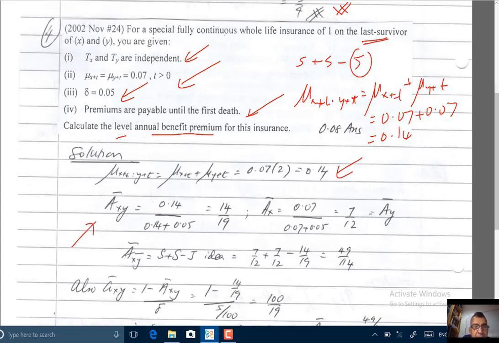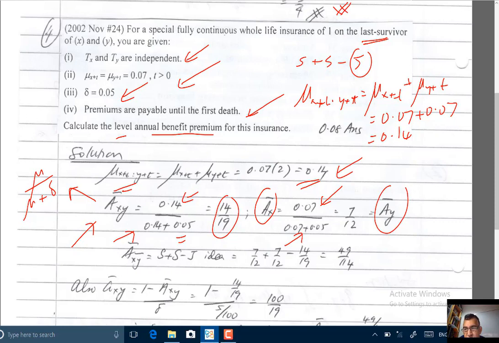Then you can work out a bar xy using the idea mu over mu plus delta from our LifeCon 1 days, except that now just be a bit careful, we are dealing with a joint status. So the numerator is 0.14, and here at the bottom we have 0.14 plus 0.05. You will get 14 over 19. Okay, so a bar x will be mu over mu plus delta, 0.07 over 0.07 plus 0.05, and that will be the same for a bar y.